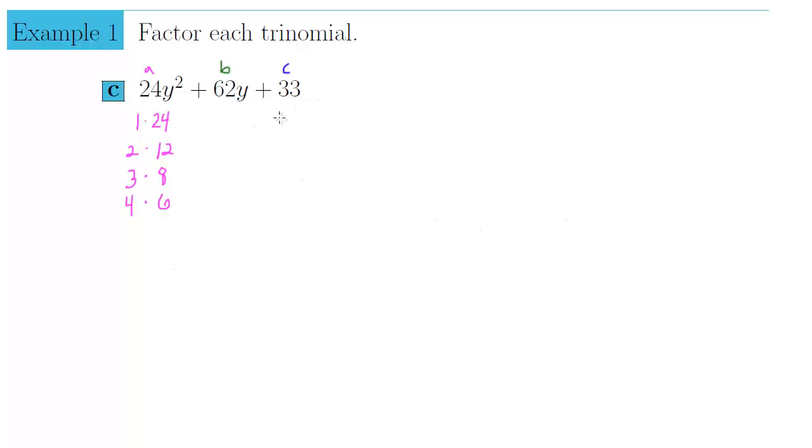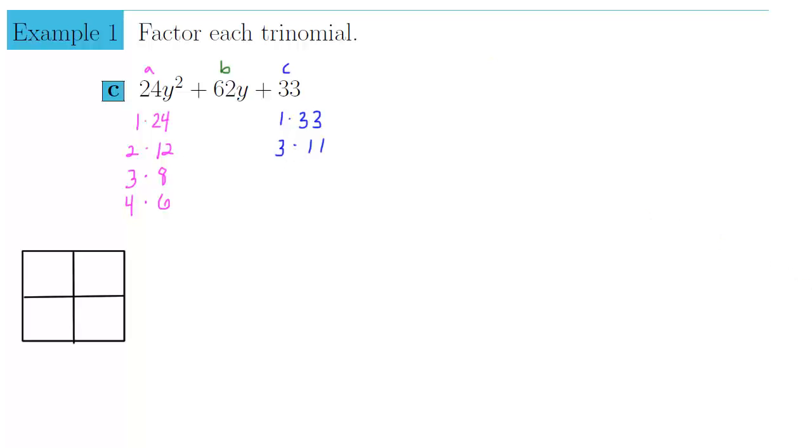The c coefficient isn't quite as bad when we go to our second step and break that down. The c coefficient is 1 times 33, but then 2 doesn't work because 33 is not even. 3 works, 3 times 11, and that's it. 4 doesn't go into 33, 5 doesn't go into 33, etc.